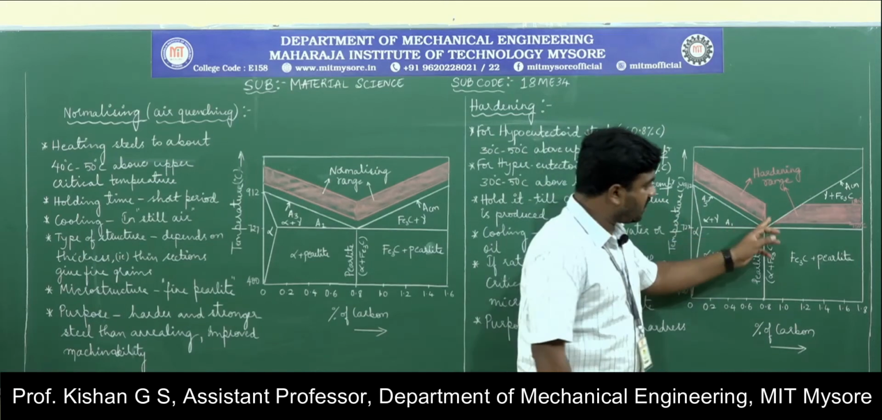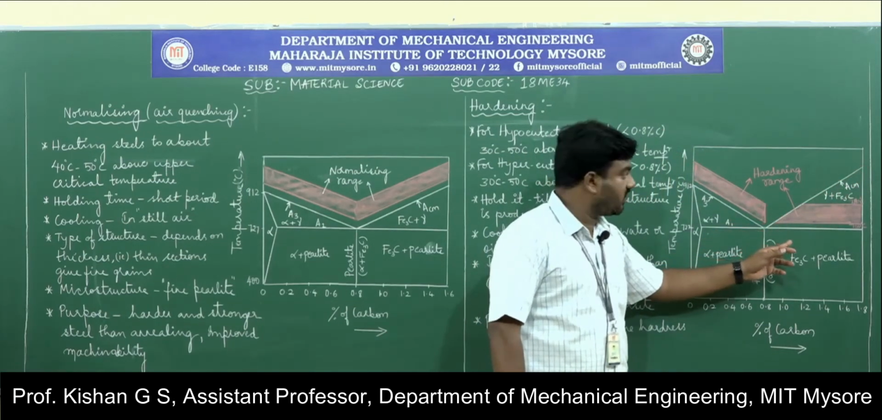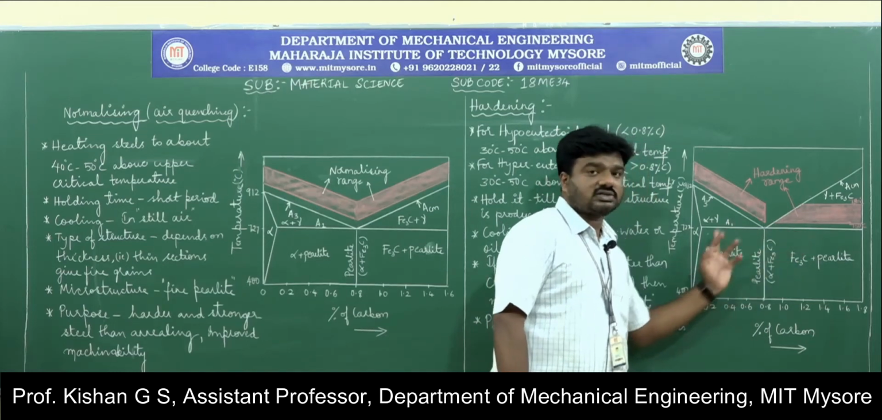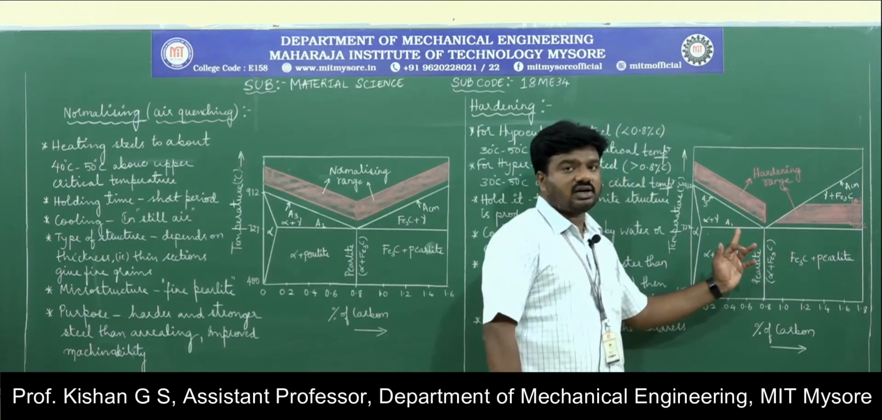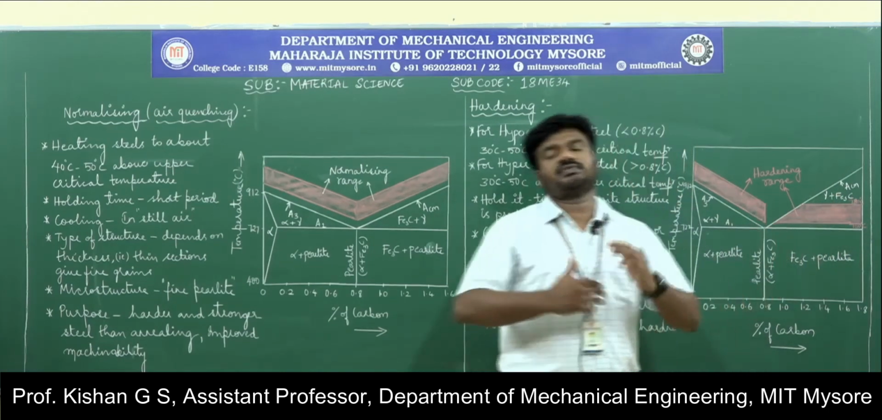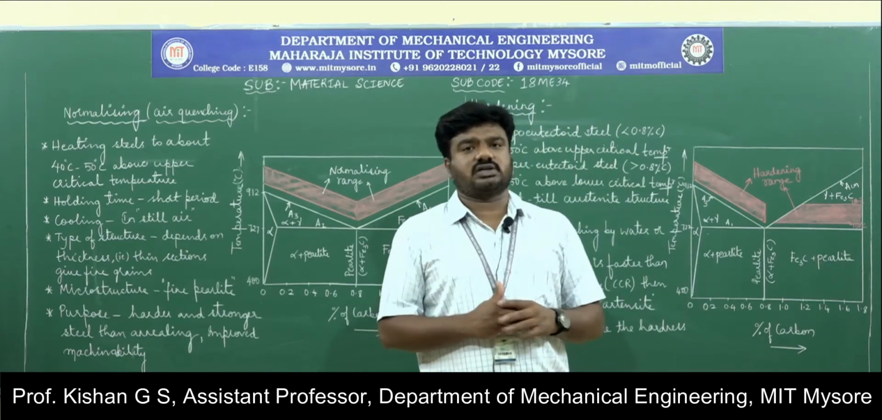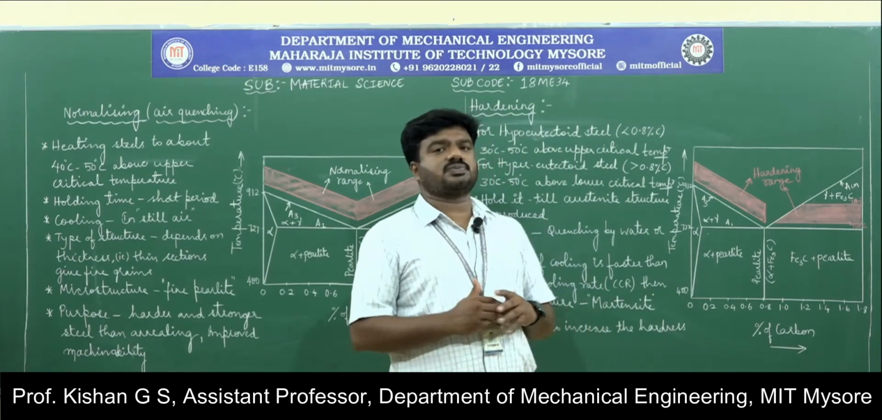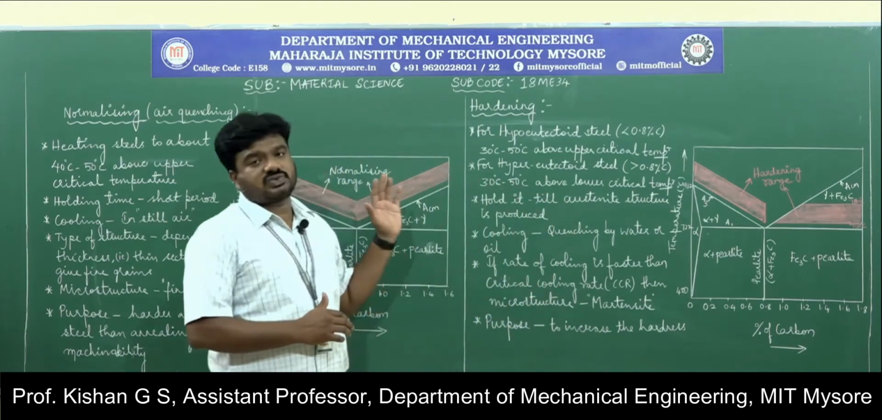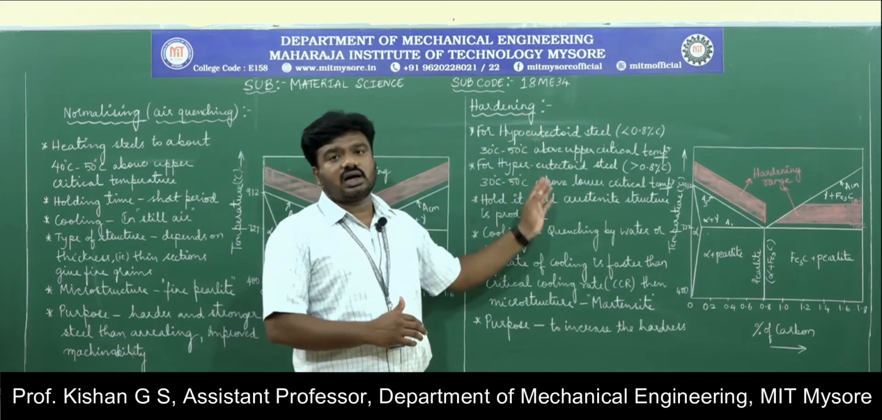If you observe here, this is the upper critical temperature, whereas the heating temperature goes above the lower critical, that is above the A1 temperature line here, and you can observe here 750 to 780, that is 30 to 50 degrees Celsius above the lower critical temperature. This is one major difference between normalizing and hardening here. It differs with hypoeutectoid and hypereutectoid.